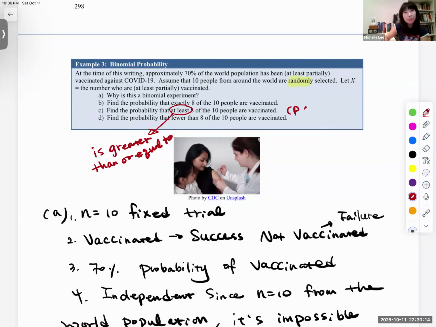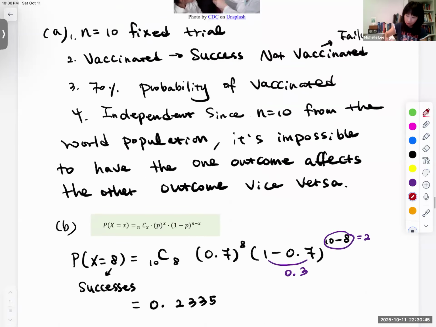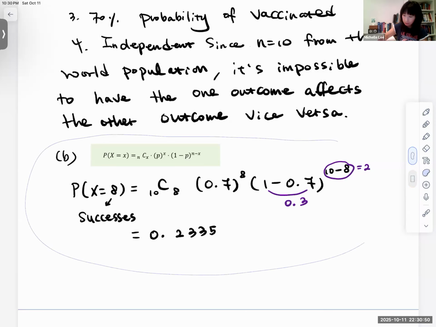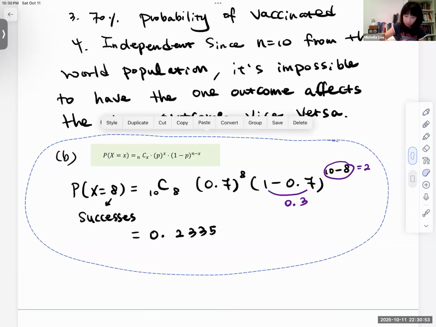So that is the probability of x greater than or equal to 8. In that case, what do you have? Until 10, so 8, 9, 10. Make sense? We had 8 previously, so we only need to find 9 and 10.